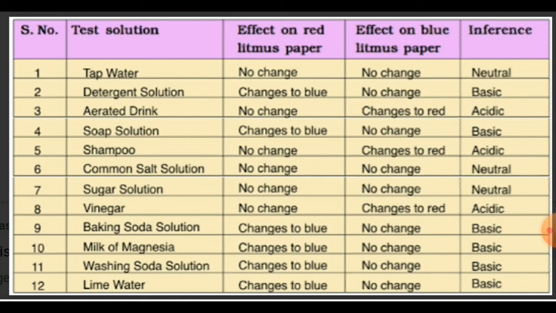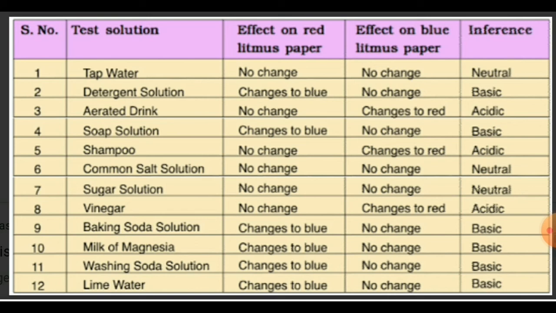As you saw the same sample observation in this video, with the help of that you can now write: the red litmus remains as it is, meaning no change, and blue changes to red. That's why the aerated drink's nature is acidic. And the fourth example is a soap solution. In the soap solution, red litmus changes to blue, and blue is without change, meaning no change is happening, and that's why the soap solution's nature is basic.